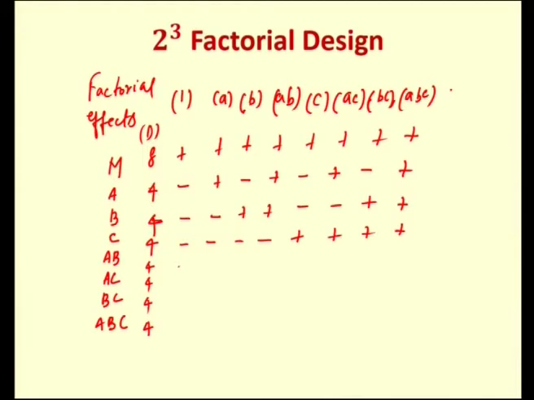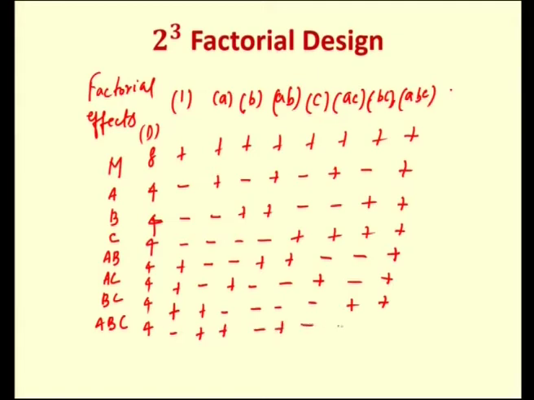So, the signs will be plus, minus, minus, plus, plus, minus, minus, plus, and plus, minus, plus, minus, minus, plus, minus, plus, plus, plus, minus, minus, minus, minus, plus, plus, and finally for the interaction effect ABC we have minus, plus, plus, minus, plus, and finally we have plus. So, this is the table of divisors and signs.